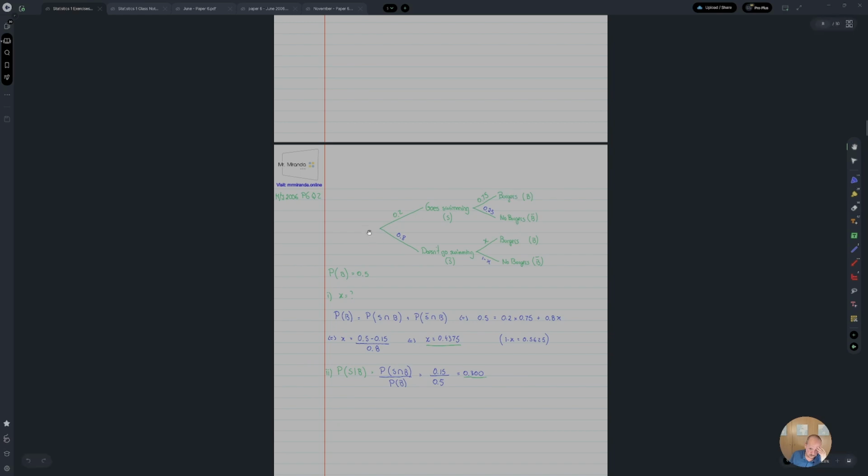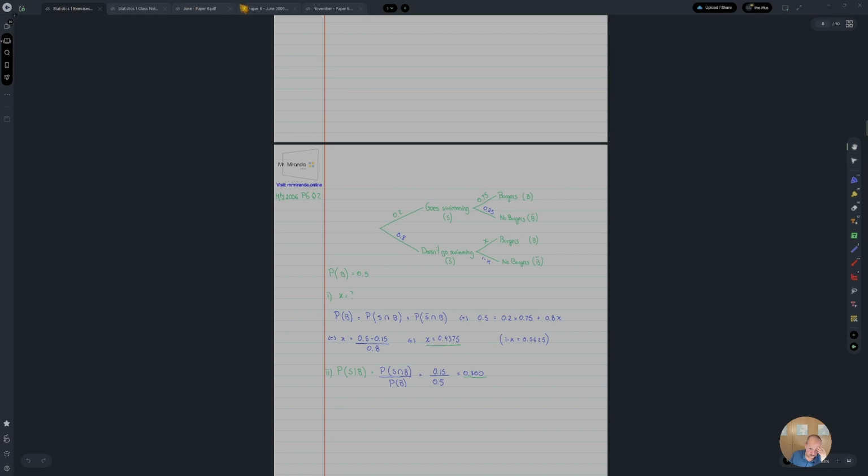And you also have this path over here. It does not go swimming and has burgers. So that's going to be 0.2 times 0.75 plus 0.8 times x. And you know that this should be equal to 0.5. So you have here a very simple linear equation. You get the value of x very easily. And by the way, you can also get this value over here, which is 1 minus x.